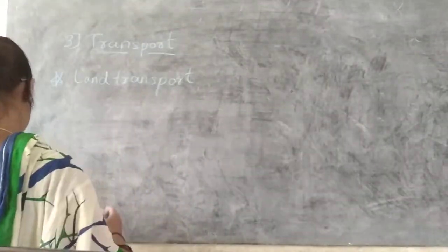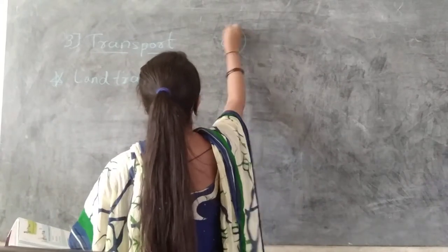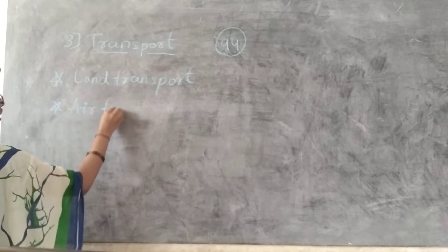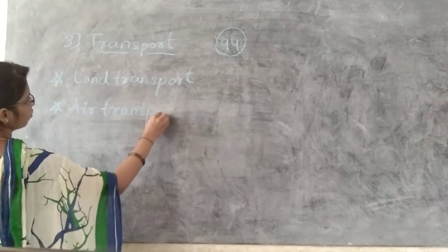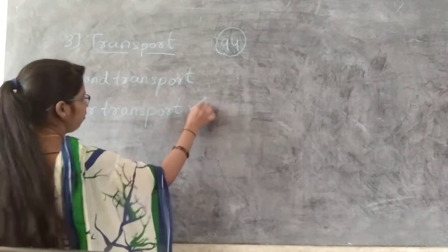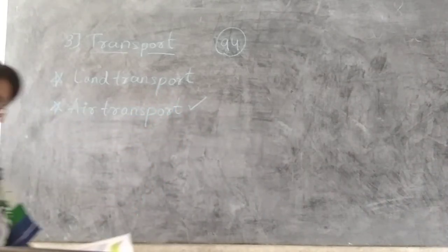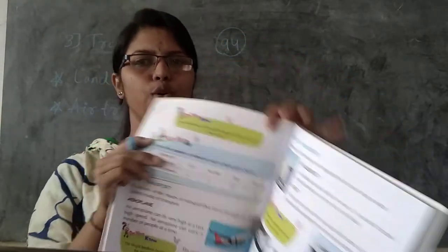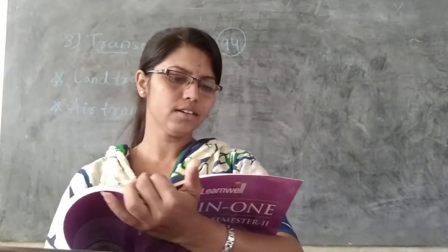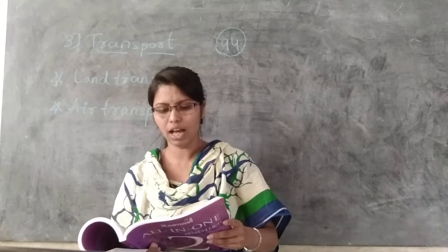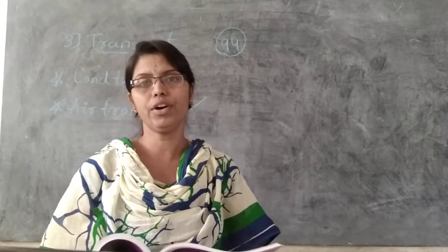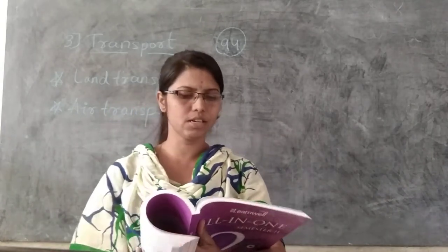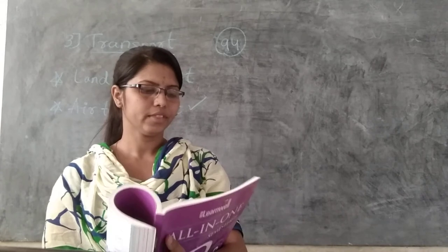All of you open page number 94. Okay, today I am going to teach air transport. Before that, see this one. Do you know Indian Railways is the fourth largest railway system in the world? So, Indian Railway is the fourth largest railway system in the world. Okay. Next one.